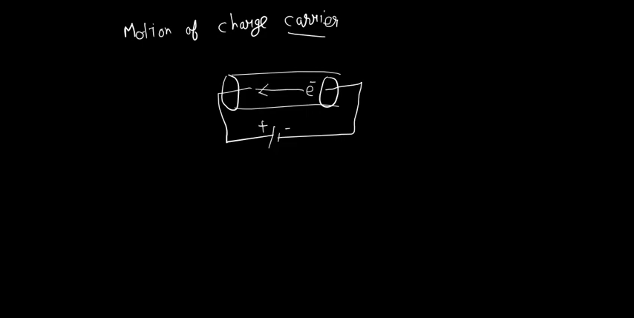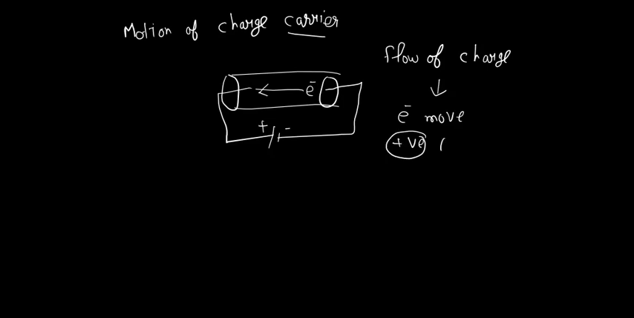Consider we have a metallic conductor which is connected to a cell. These positive and negative symbols represent the two terminals of the cell, and electrons will move from the negative terminal of the cell to the positive terminal. So charge will flow due to the flow of electrons. Electrons move from the negative terminal to the positive terminal through the conductor, because an electron carries negative charge, and negative charge will move from the negative terminal to the positive terminal.